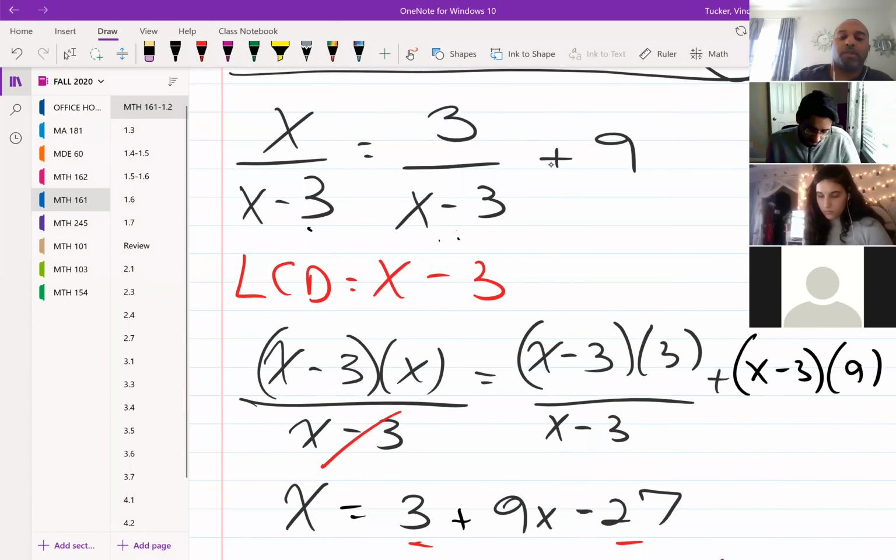All right, next one. We're looking at x over x minus 3 equal to 3 over x minus 3 plus 9. So our only denominator that we're dealing with is x minus 3, so that would be our LCD. Follow the same process, same procedure. Once you find the LCD, you multiply each numerator by the LCD, whether it has a denominator or not. So that's x minus 3 times x over x minus 3, x minus 3 times 3 over x minus 3, and then x minus 3 times 9.